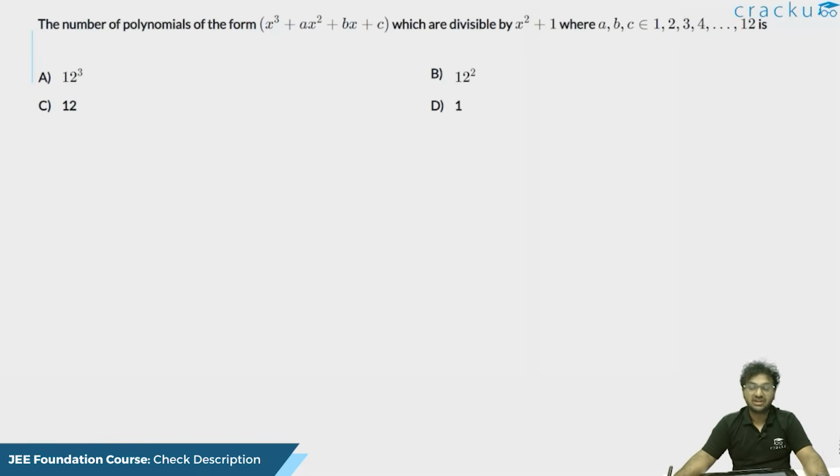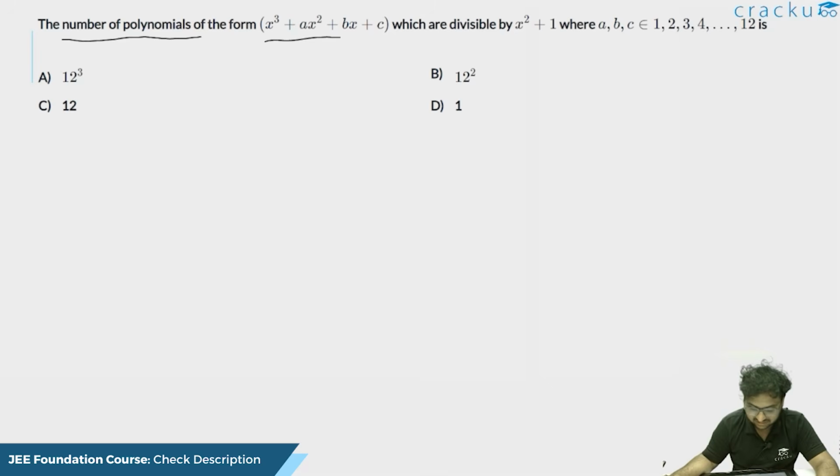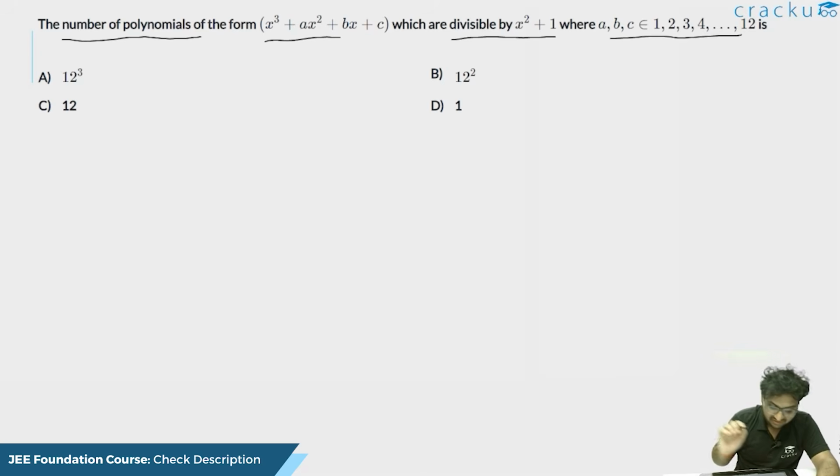Hi everyone. So let us look at this question. The question says that the number of polynomials of the form x cube plus ax square plus bx plus c, which are divisible by x square plus 1, where a, b, c belong to 1, 2, 3, 4 up to 12. Now in this we don't know the exact values of a, b, c. So what we can do is simplify this x cube plus ax square plus bx plus c in terms of x square plus 1.